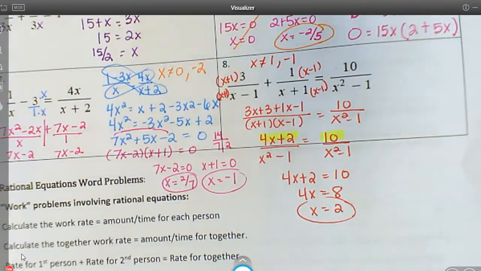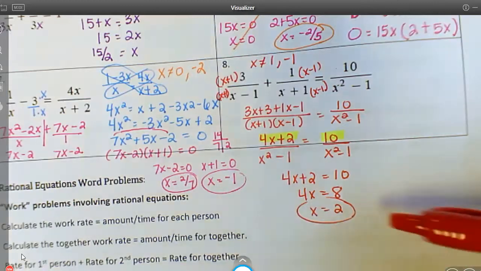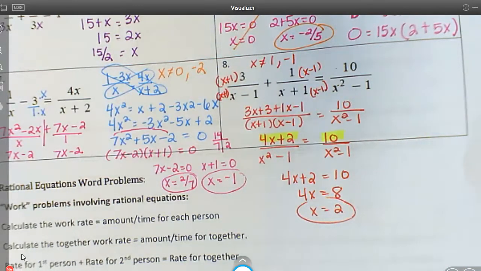You could cross multiply and then work it out, and that will be okay. However, if the bottoms are already the same, then it's easy just to solve it like that. And just to let the tops equal each other.